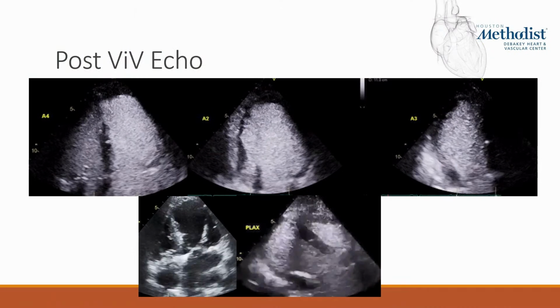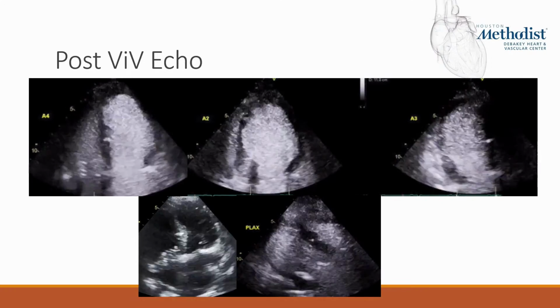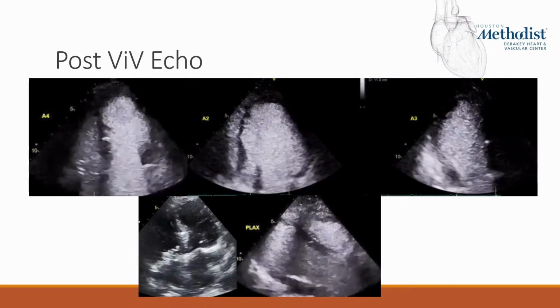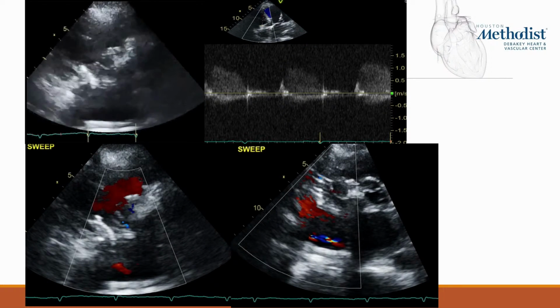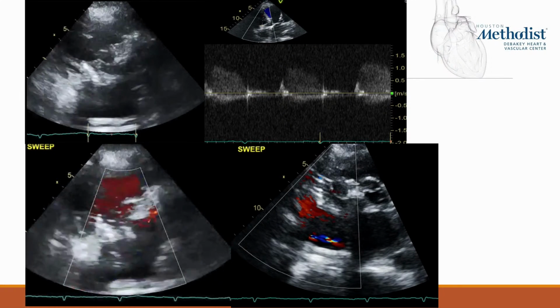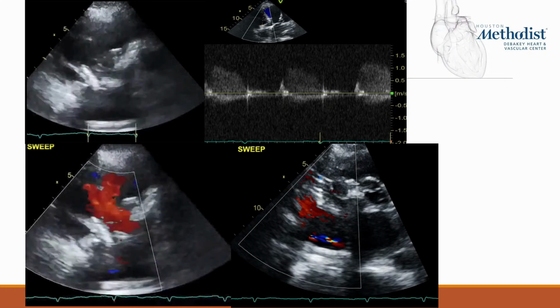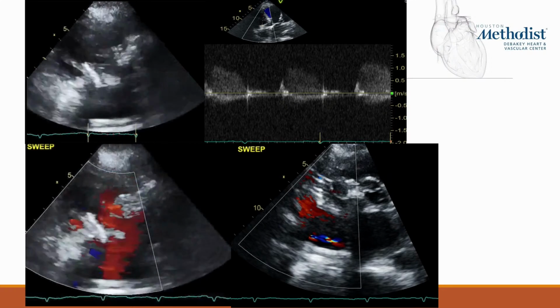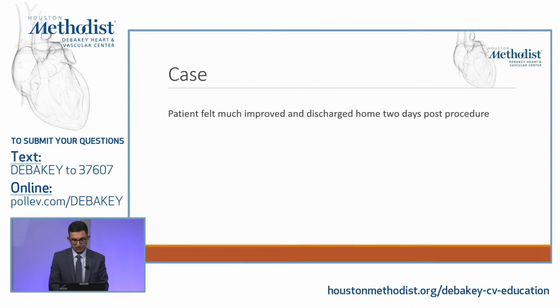Post-procedure TTE showed that both RV and LV are mild to moderately depressed. The valve-in-valve bioprosthesis is functioning well, with no tricuspid regurgitation and a mean gradient of 2.6 at a heart rate of 69. The patient felt much improved and was discharged home 2 days post-procedure.